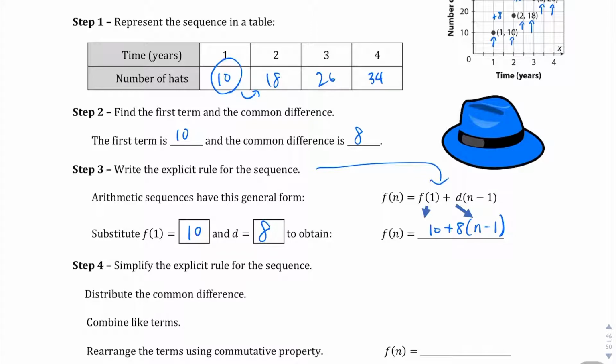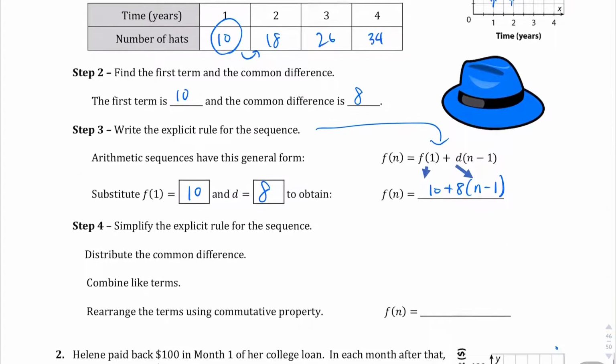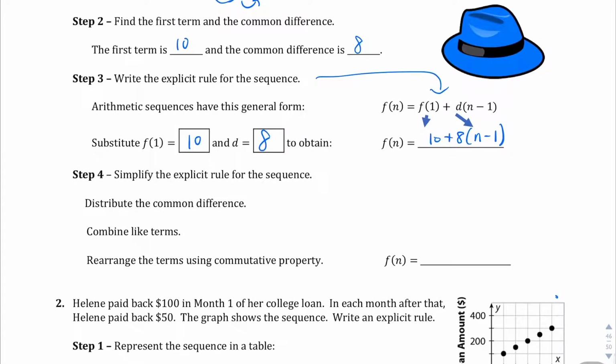And then we're going to simplify that explicit rule, because we need to first distribute that 8 to both terms. And so we end up with f of n is equal to 10 plus 8n minus 8, and we have like terms here, so let's go ahead and add those. So if we add those, what we end up with, and I'm going to write it here where we're supposed to, 8n, which is from right there, and then 10 minus 8 is going to give us plus 2. So that is our explicit rule for that particular context.